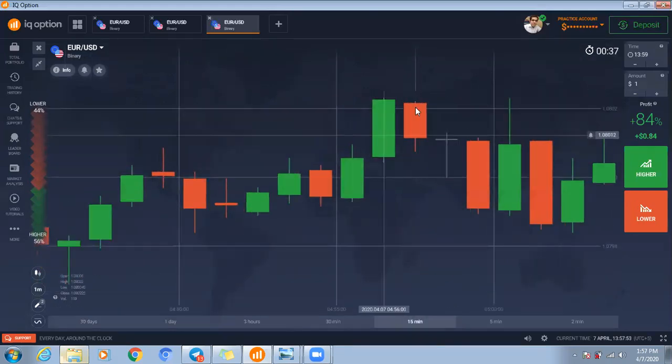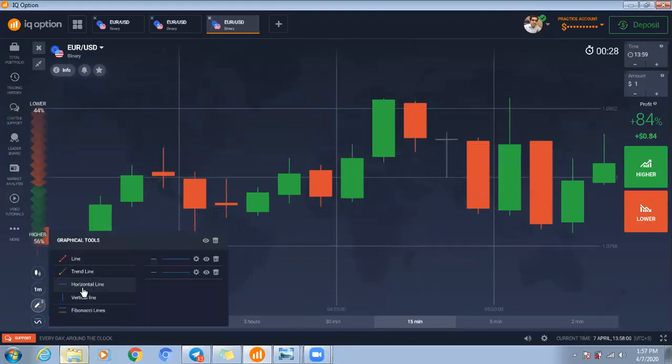Look, this is the dark cloud cover. You can say this is the dark cloud cover because it crossed the 50% level. There are no upper wicks here. So after the 50% level, you found the price rejected from the 50% level.